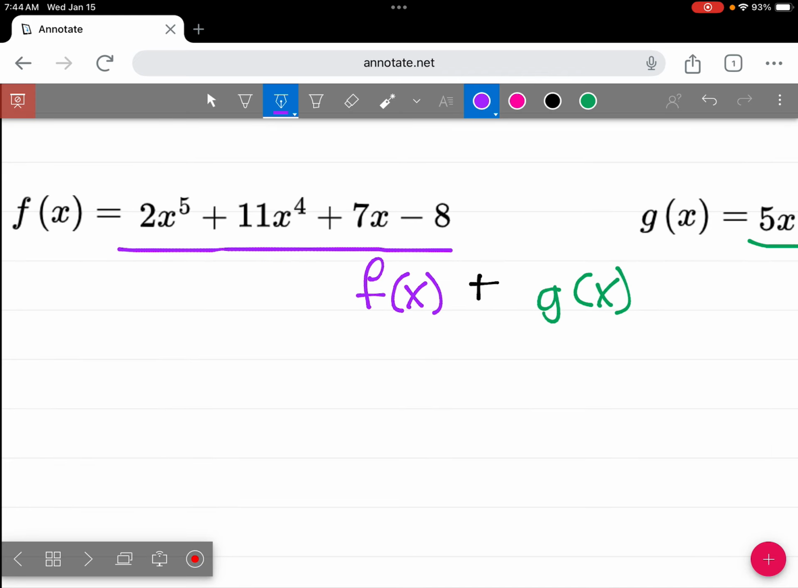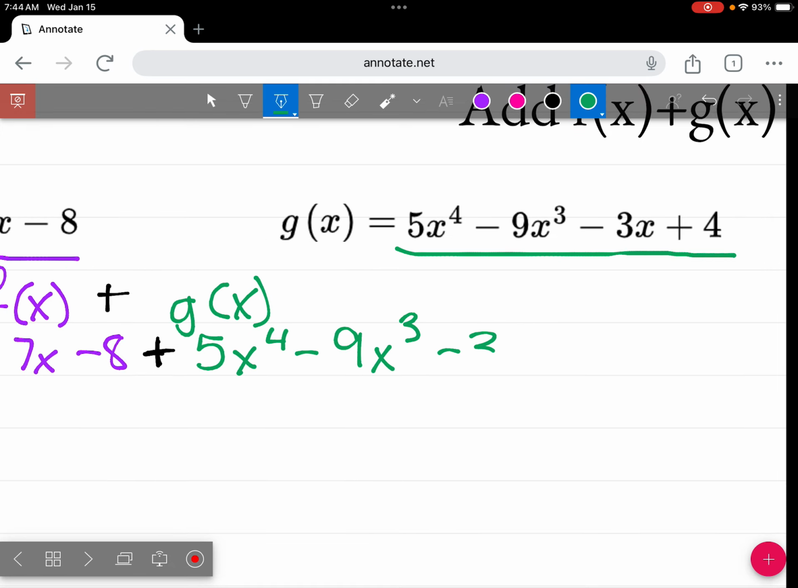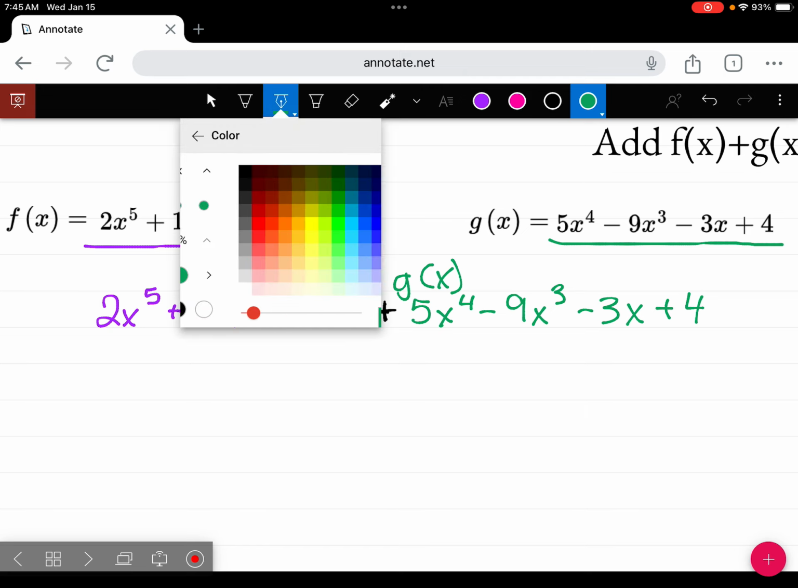So we're going to take all the pieces in our f of x, our 2x to the 5th plus 11x to the 4th plus 7x minus 8. And we're adding those to our g of x, 5x to the 4th minus 9x cubed minus 3x plus 4. If it helps for you to put them in parentheses on this part for the substitution in, that's totally fine. The parentheses aren't doing anything, but it doesn't hurt. And then we're at our combine like terms situation.